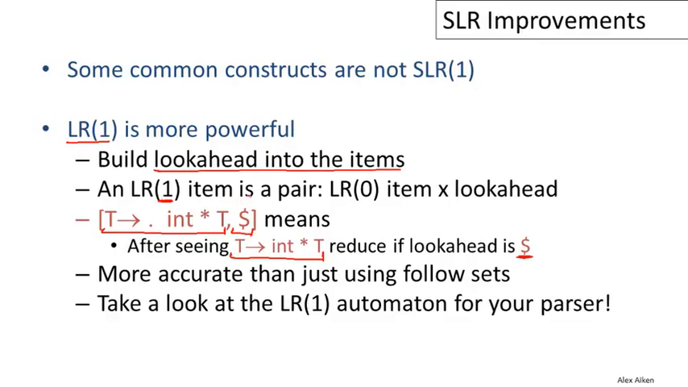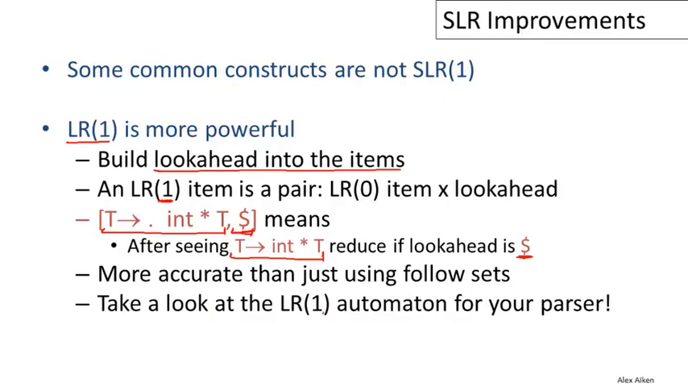And this turns out to be more accurate than just using follow sets. Recall that at the point where a reduction decision is made in SLR parsing, we just look at the entire follow set for the symbol on the left-hand side of the production. And this mechanism of encoding the lookahead into the items allows us to track at a finer granularity which lookaheads are actually possible in particular production sequences.